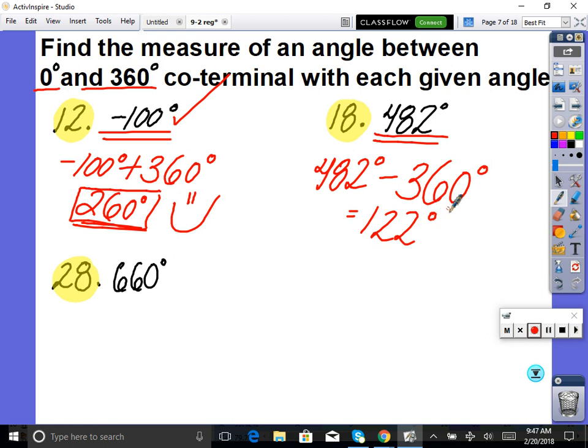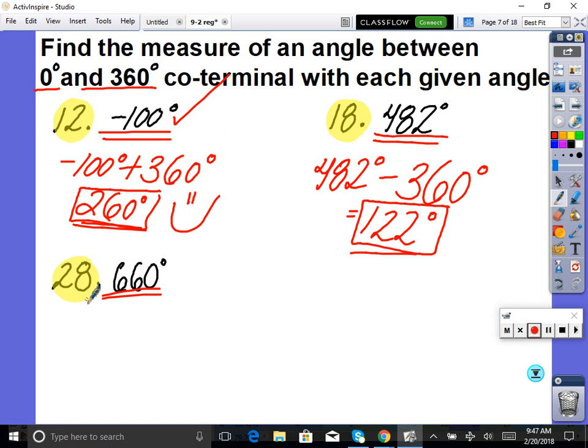122 degrees. Isn't that on an interval from 0 to 360, everybody? It falls in the same spot as 482. That is the positive distance there. Or that's a smaller amount, but it will fall in the same spot. Okay, 660. What's a coterminal angle?